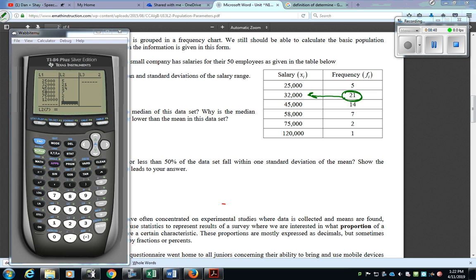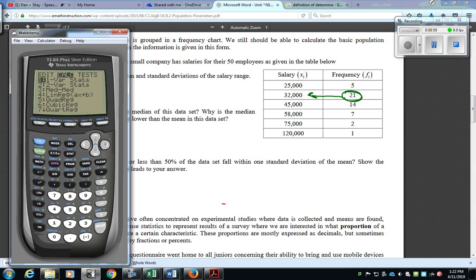So the calculator is going to interpret this as 21 32,000s, not just a 1. So to do that correctly in the calculator, you want to press stat, calc, go back to one variable stats, and then you'll see the part that says frequency list. So you want to put that as L2. So to do that, you hit the second button and the number 2, and then L2 will pop up. So then you go to calculate, and now we got some values for mean and standard deviation.